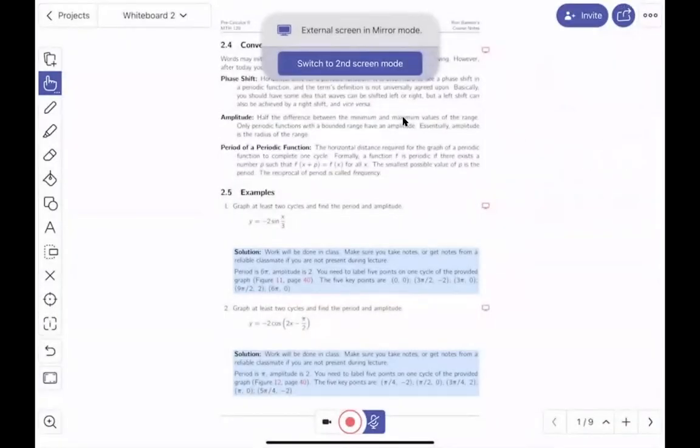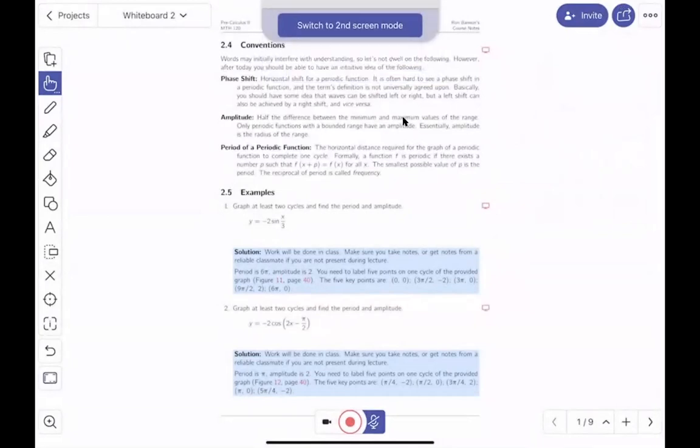Okay, again, we're doing the examples. So section 2.5, the notes. If you look at the first question, it says graph at least 2 cycles and find the period and amplitude. All right. This can be a consistent theme throughout this problem set. We want you to graph 2 cycles, and then we want you to also determine what the period and the amplitude of that graph is. All right. Let's take a look at number 1.